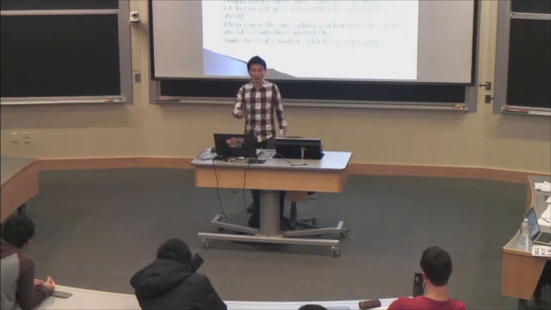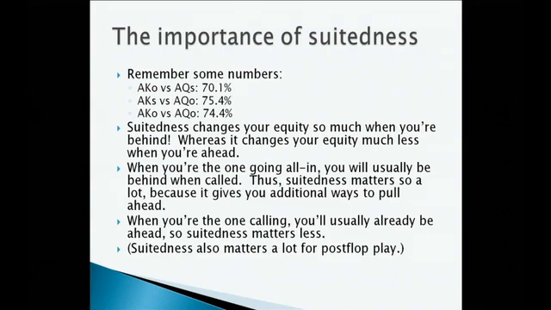Okay, so one thing that I hope you sort of got from these numbers is that suitedness matters a lot when you're behind and matters not that much when you're ahead. So if you look at these numbers, the gain in equity of ace king when ace king is suited is only 1%.